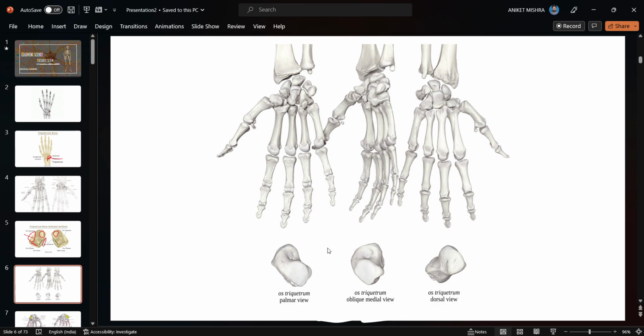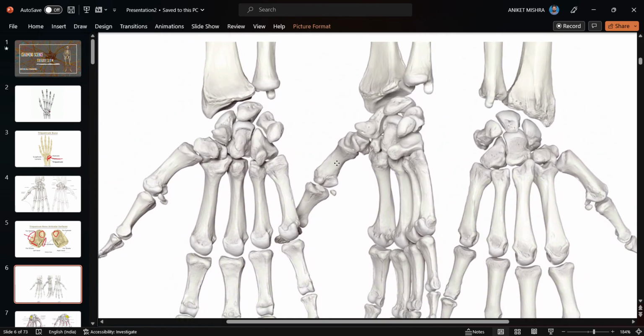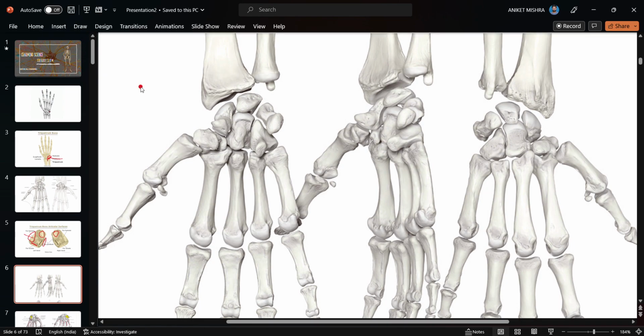So when we see the image in this view, if I make it large enough, this is the palmar surface, this is the dorsal one, and this is the oblique one. If we see the dorsal surface, this one is the triquetrum. On the palmar surface, this one is the triquetrum bone which is present.